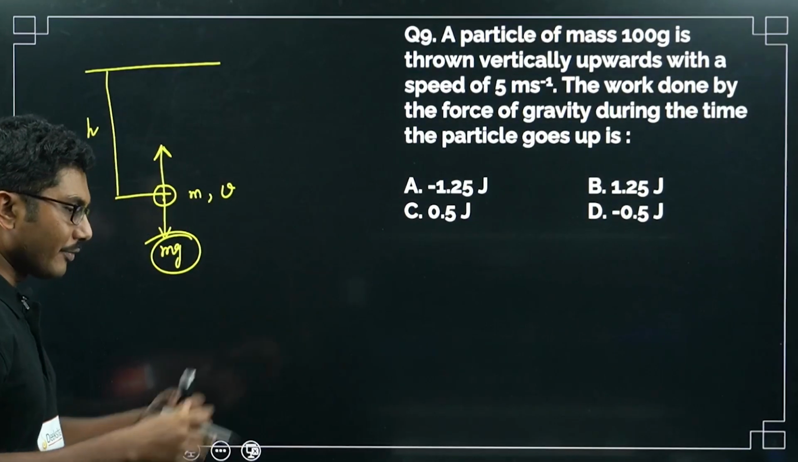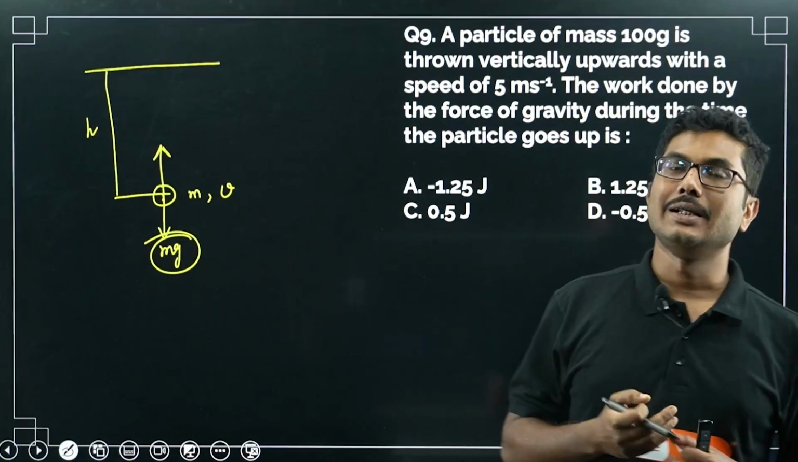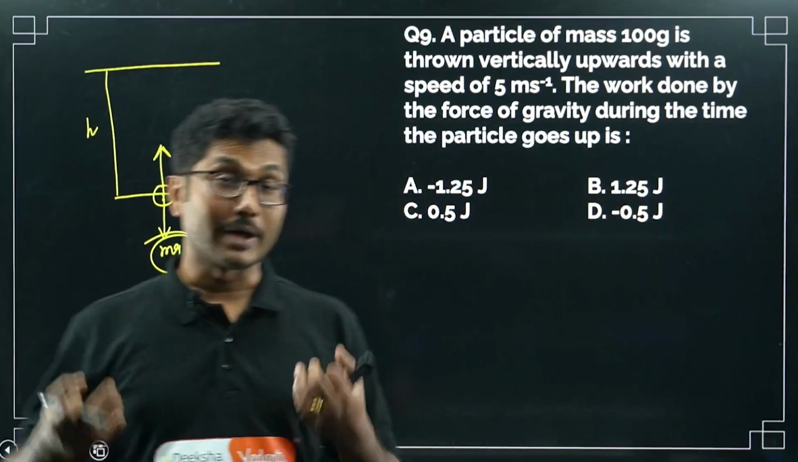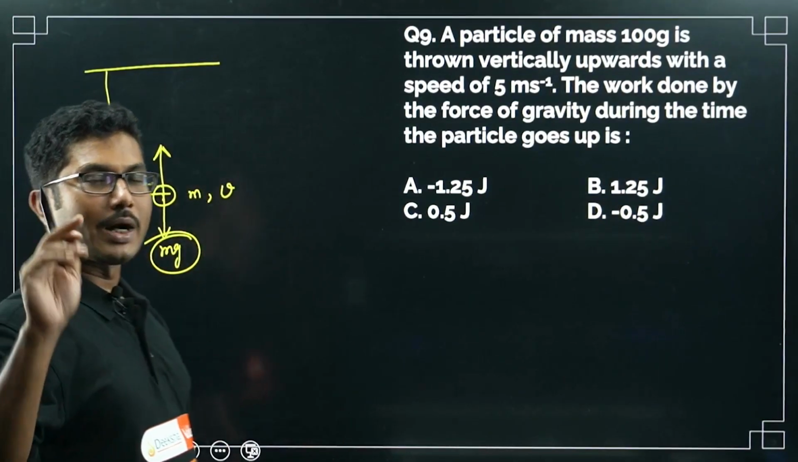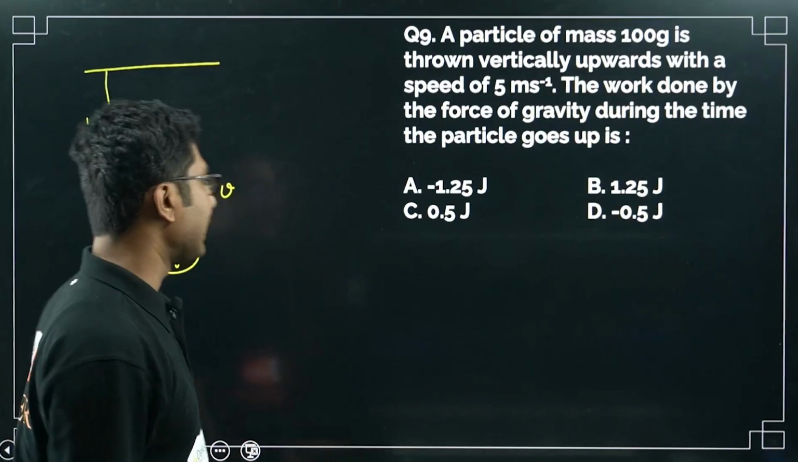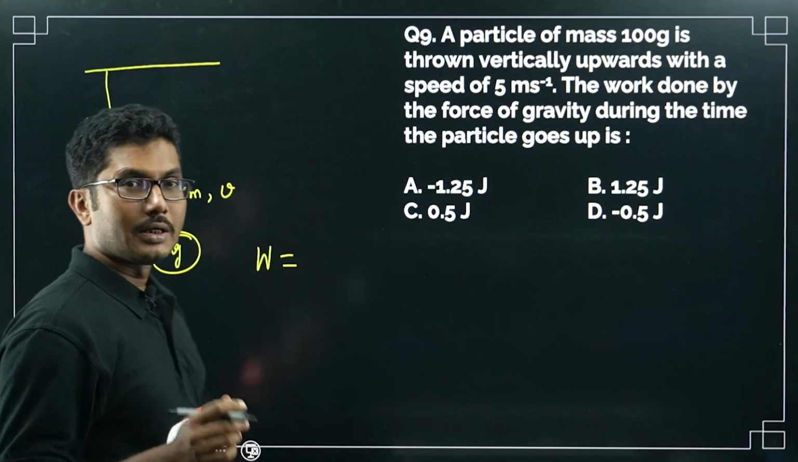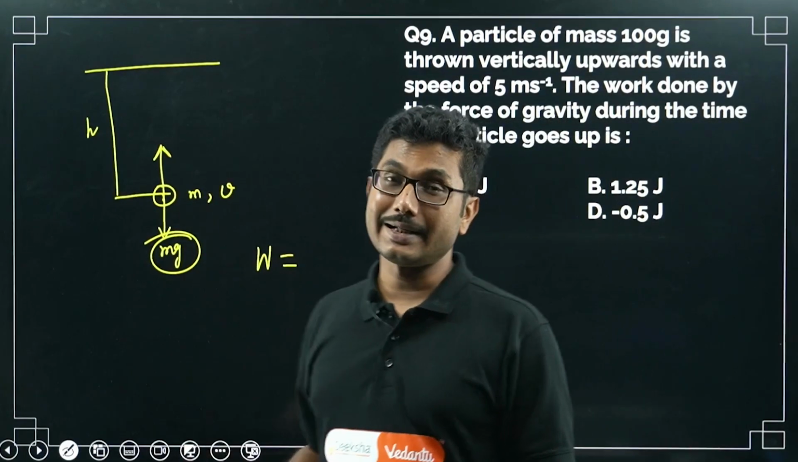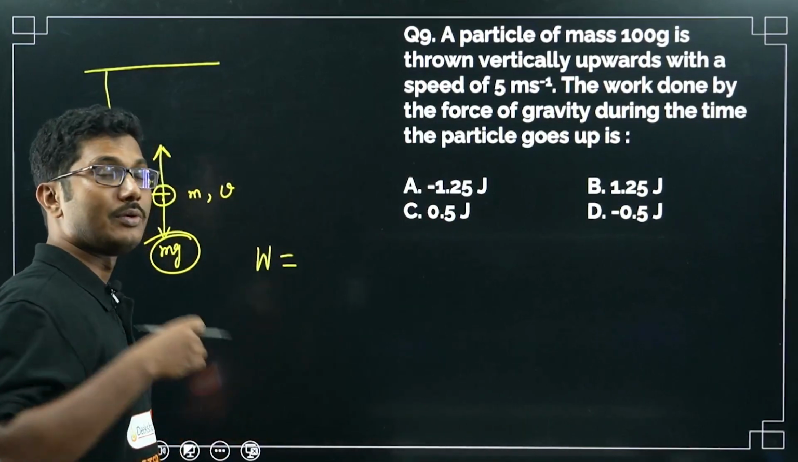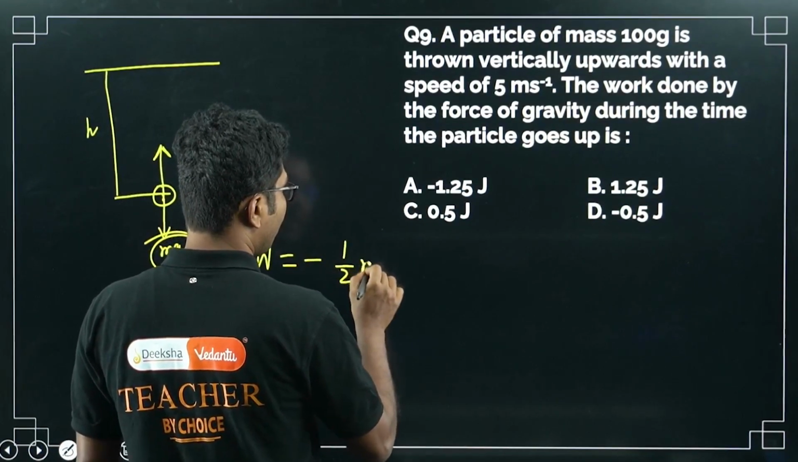As we know, when you lift an object from the ground to some height, the work done by gravity is basically negative. So when the object is moving up, the work done by gravity is always negative. Now what is the work done in this case? We will use the work energy theorem, where we can say that whatever was the initial kinetic energy will be converted into work. So kinetic energy will be the work done.